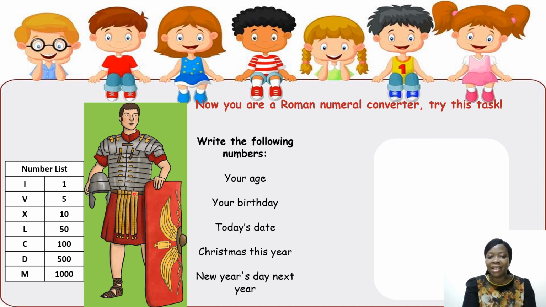Try this task. Write the following numbers: your age, your birthday, today's date, Christmas this year, New Year's Day next year. So once you know the basic letters that represent the basic numbers in the Roman numeral, follow the two given rules and your answers will definitely be correct. I hope this lesson is clear.